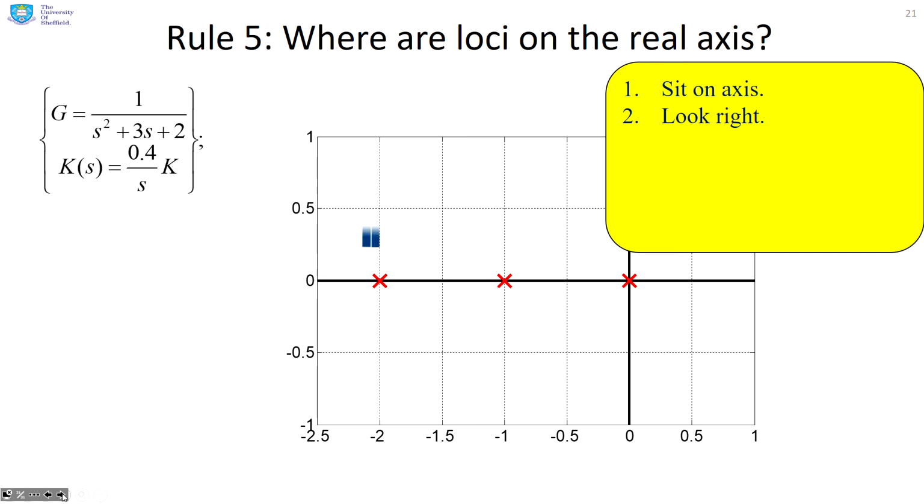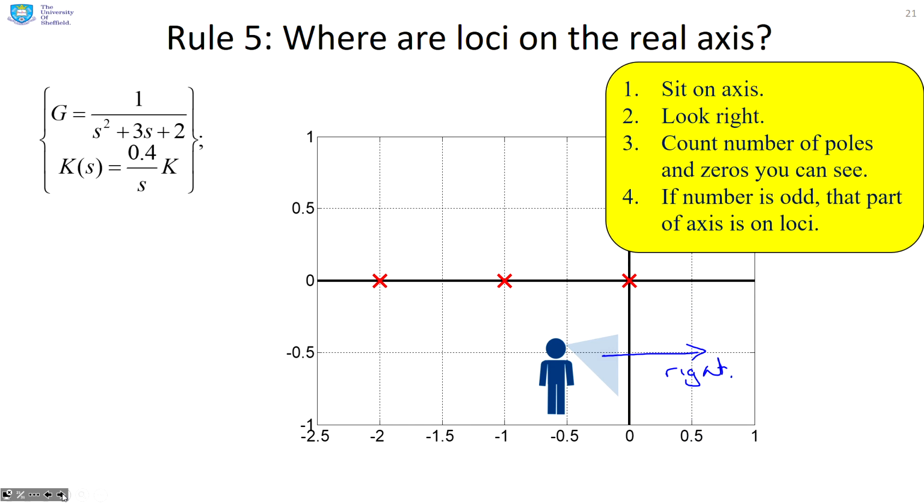So number 1, sit on the axis. So there's my person. It's standing, but you can imagine they're sitting. They're sitting on the axis. And key thing is, you can see I'm looking right. Okay, so look to the right. Now, if you're only looking right, how many poles and zeros can you see? So what you'll see is the person stood there, they can see just one pole. They can only see this one.